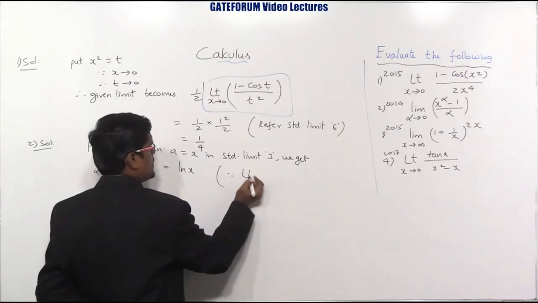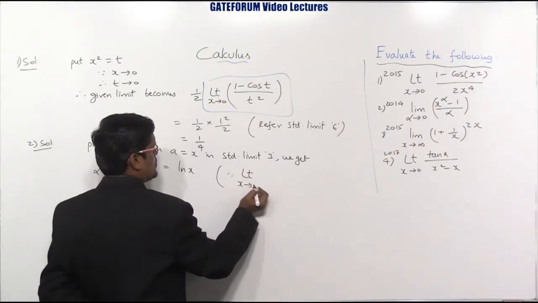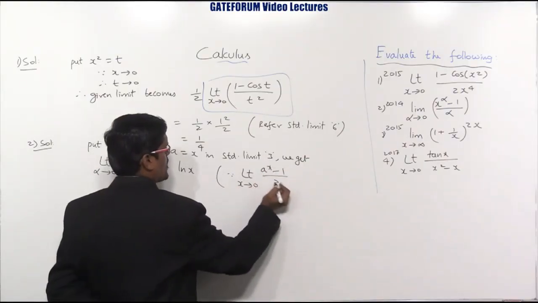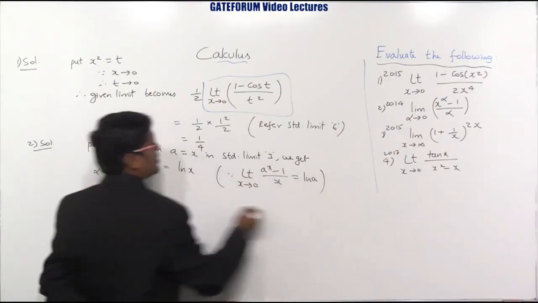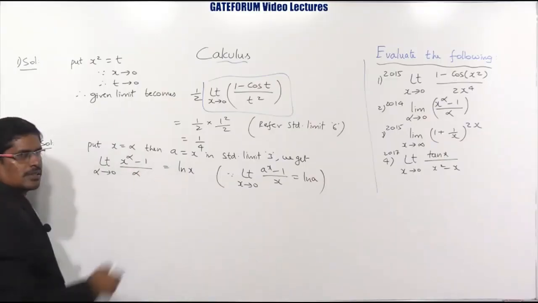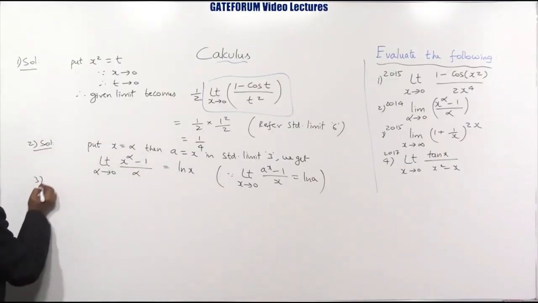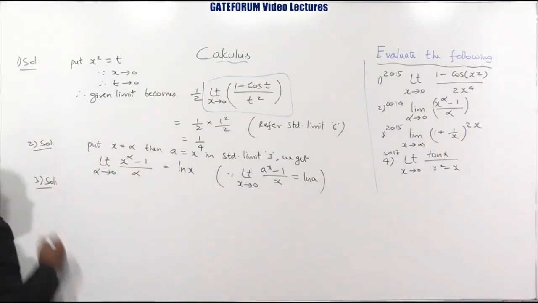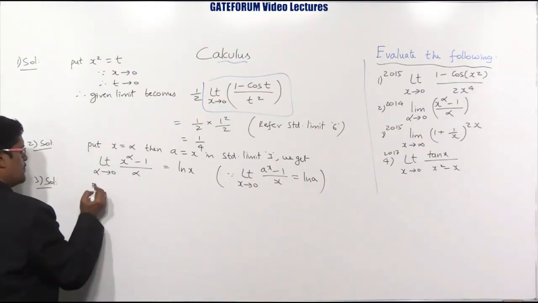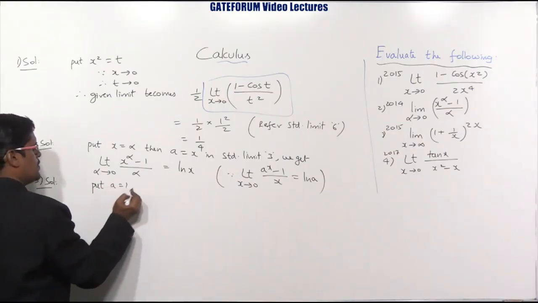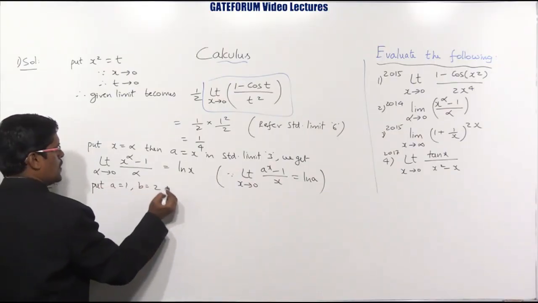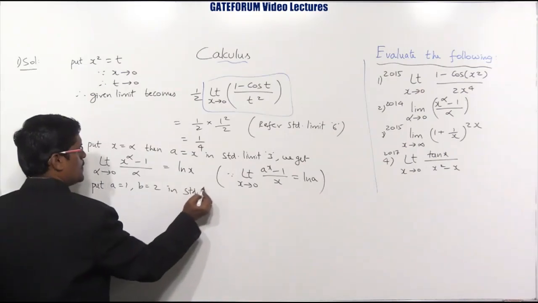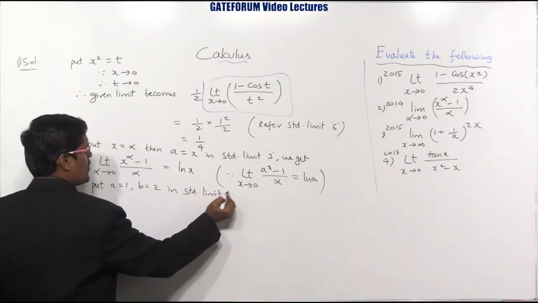That is, since limit x tends to 0, a power x minus 1 by x, answer is log a. Just in place of a, put x, in place of x, alpha. These are formula based method. Third solution. Put a is equal to 1, b is equal to 2 in standard limit 5.